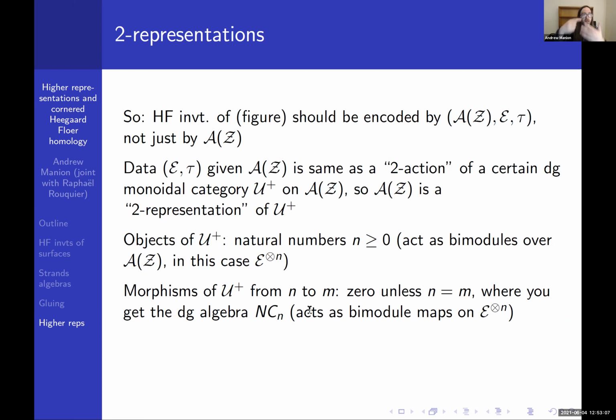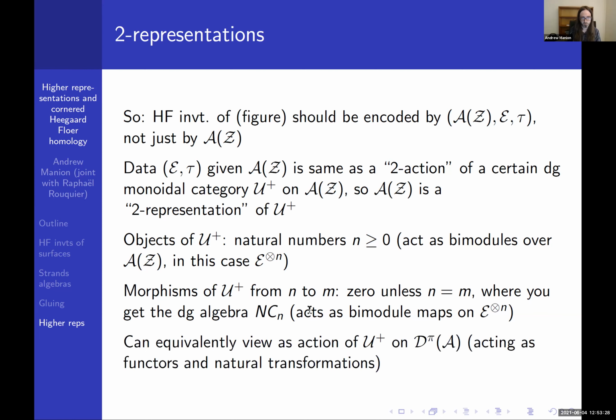We have these Nilcoxeter actions. What this means algebraically, or one way to package this, is say we have a 2-action. So this is like a monoidal functor from this monoidal category U into the monoidal category of bimodules and bimodule maps over my algebra, maybe DG bimodules, with the monoidal operation being tensor product. And I can equivalently view this as an action on the derived category by functors and natural transformations, rather than by bimodules and bimodule maps on the algebra.